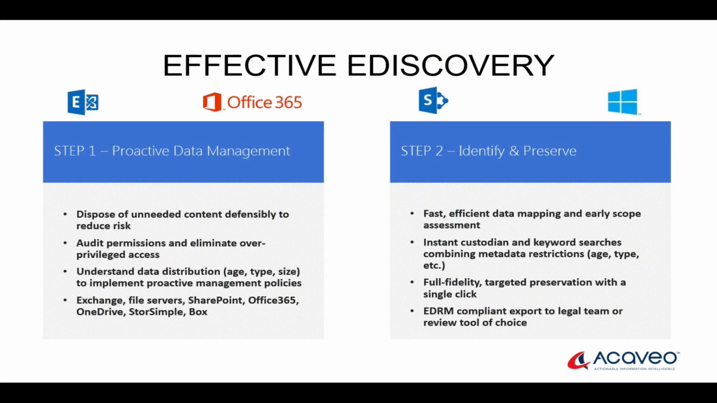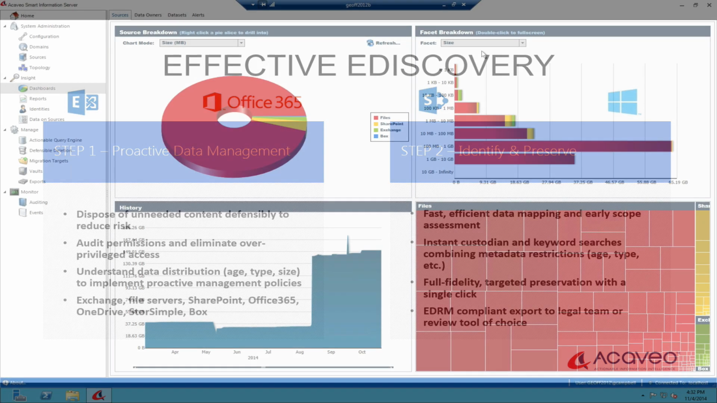Effective eDiscovery starts with two key ingredients. First, proactive data management to reduce risk by ensuring outdated content of no business value gets disposed of. And second, the ability to quickly and efficiently identify and preserve data wherever it resides, not just email, but also in SharePoint, on file shares, and in the cloud.